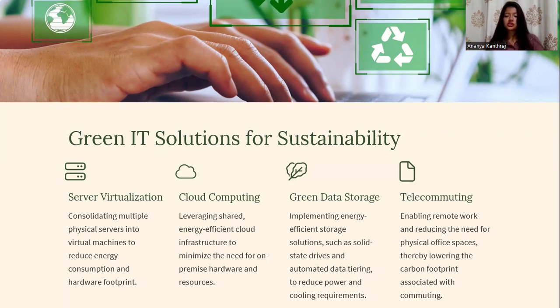Fourth comes telecommuting. Telecommuting is enabling remote work and reducing the need for physical office spaces, thereby lowering the carbon footprint associated with commuting.